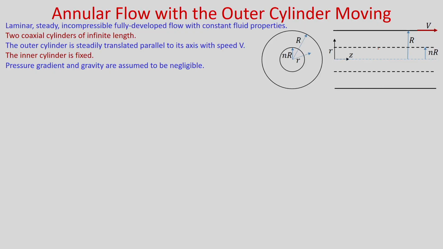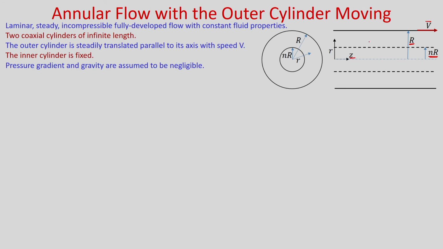Now, let us consider the second problem. This is annular flow with the outer cylinder moving with a constant velocity v. In cylindrical coordinates you have two coaxial cylinders and the flow is taking place in the annulus. This is the inner cylinder of radius nR, and the outer cylinder is of radius R, and this outer cylinder is moving with a constant velocity v in the positive z direction, and the inner cylinder is stationary.